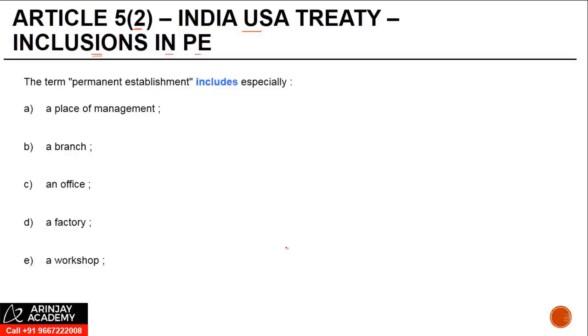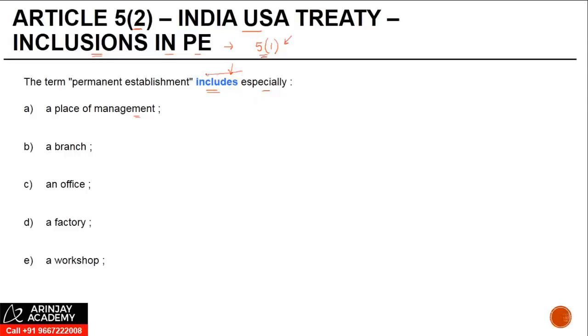while these inclusions will be considered in the definition of the PE, they have to possess the characteristics of Article 5, Paragraph 1, which means they have to go through the test of 5.1. If they do not satisfy the conditions there, then even though these might be there, they will still not be construed as a PE. The term permanent establishment includes especially.